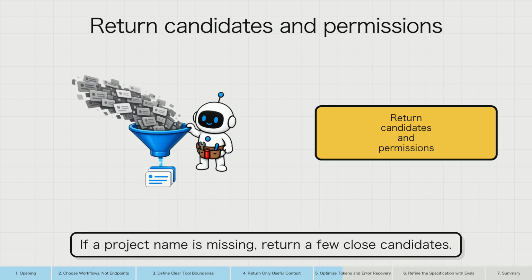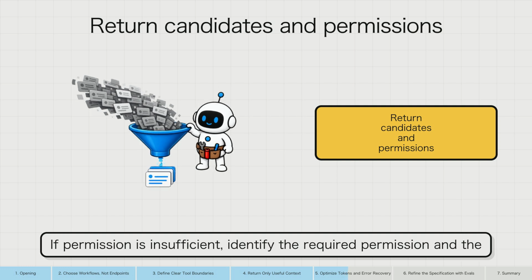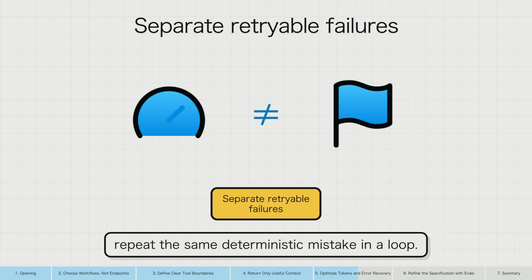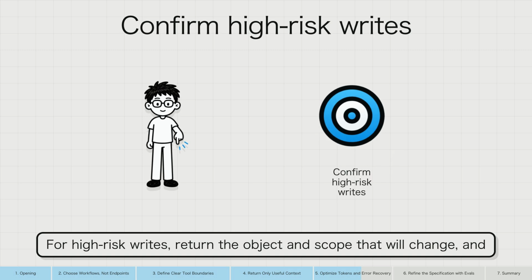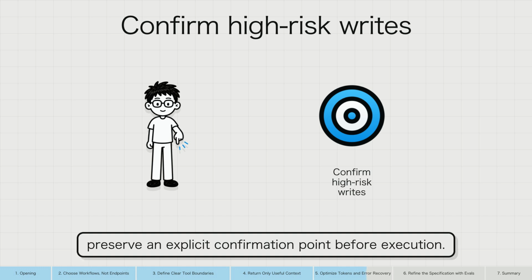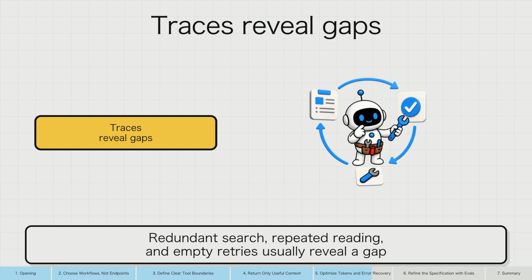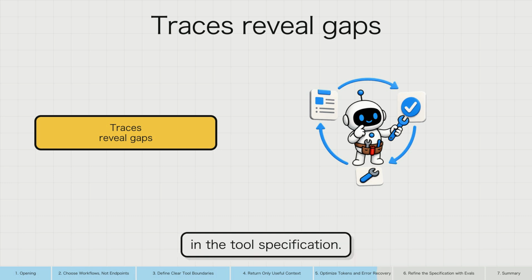If a project name is missing, return a few close candidates. If permission is insufficient, identify the required permission and the safest next step. Distinguish retriable failures from permanent ones, so the agent does not repeat the same deterministic mistake in a loop. For high-risk writes, return the object and scope that will change, and preserve an explicit confirmation point before execution. Study the real trajectories that waste the most tokens. Redundant search, repeated reading, and empty retries usually reveal a gap in the tool specification.